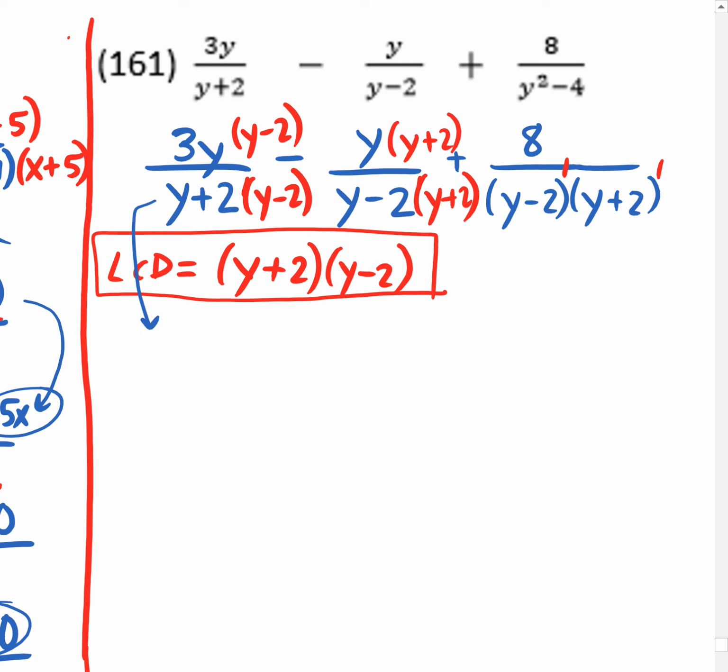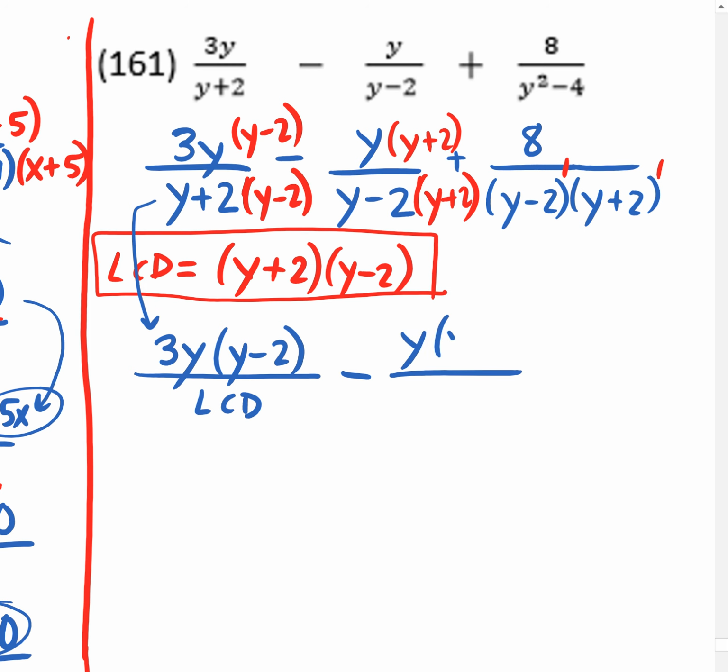Alright, the leftmost one now becomes... I guess I could distribute the 3y, but I'm just going to leave it as is. 3y times y minus 2, and it has that common denominator now. It has the y plus 2 and the y minus 2. Subtract, okay. Second numerator is y times y plus 2, and it now has that LCD. Plus, the very last one already had the LCD, and it stayed the same. Okay.